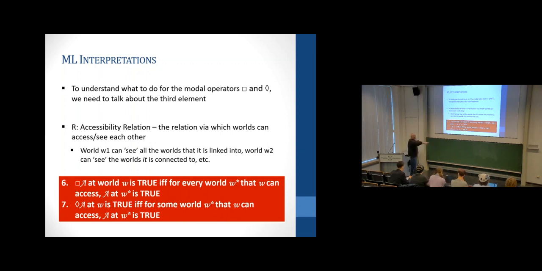So with accessibility, this connectivity, we can then define how to understand boxes and diamonds at worlds. So box A is going to be true at a given world if and only if every world that it can access is an A world. Right? So box A is true at a given world if and only if everything it's connected to, A is true. Contrast with the diamond. Diamond A is true at a world if and only if there's at least one world it's connected to where A is true.